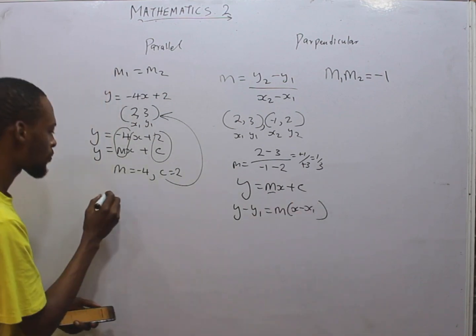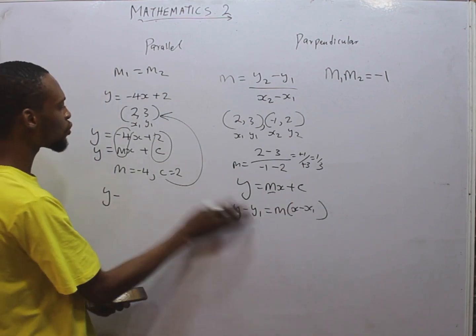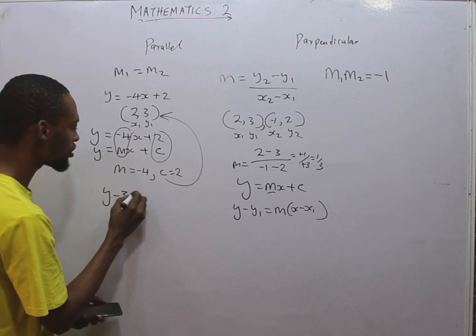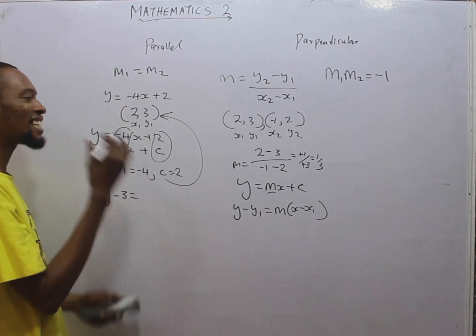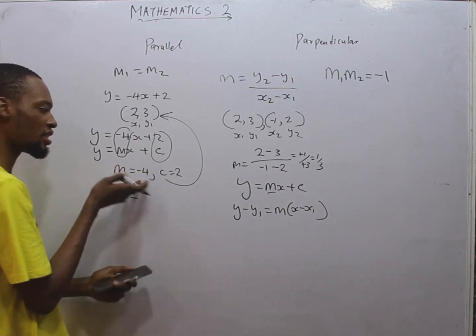So let's do that. Y minus, what is y1? 3. 3 is equals m. What is m? Gradient. So the gradient of the lines are the same. So we use the same gradient.